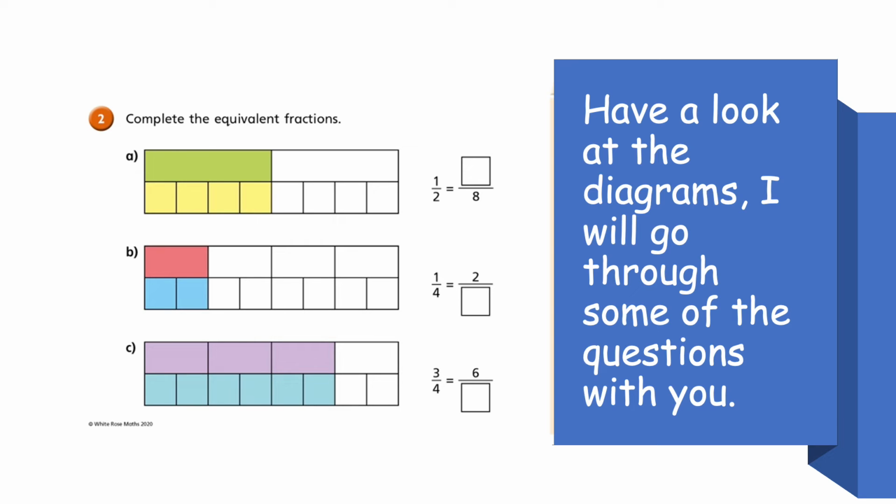Then have a look and see if you can do C all by yourself. Pause the video and have a look to see if you can do it all by yourself. Okay then, so it's 3/4 and that's equivalent to 6 what? 8. Because the strip is divided equally into 8 equal parts.